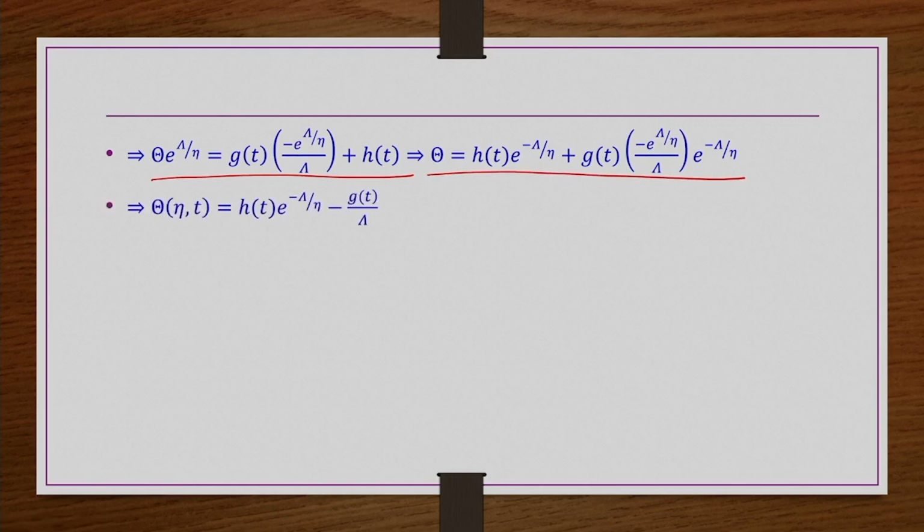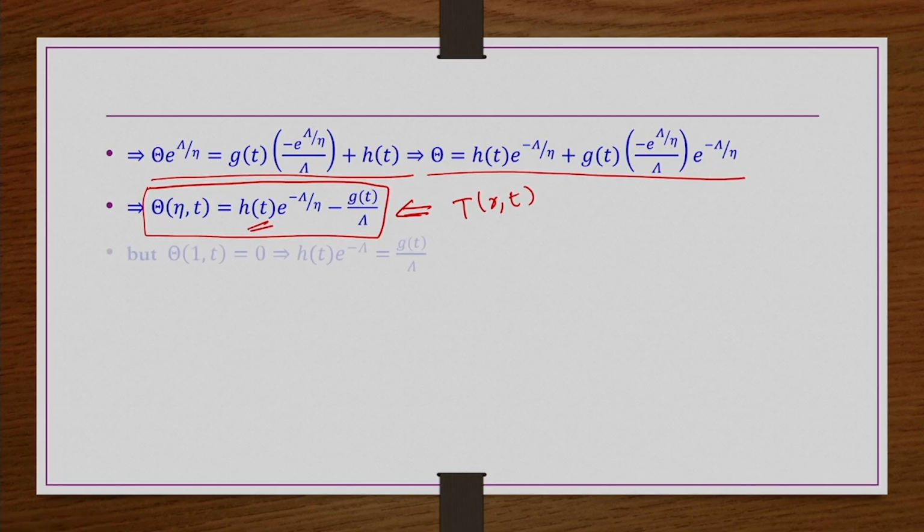We are writing h(t) multiplied by exponential of minus lambda by eta minus g(t) by lambda, because this and this exponential of one is plus, another one is minus. So, then exponential of 0 is 1. So, this is the temperature distribution as a function of r and t, but it is written in dimensionless form. But this equation we can only use when we know what is this h(t) and then g(t), right.